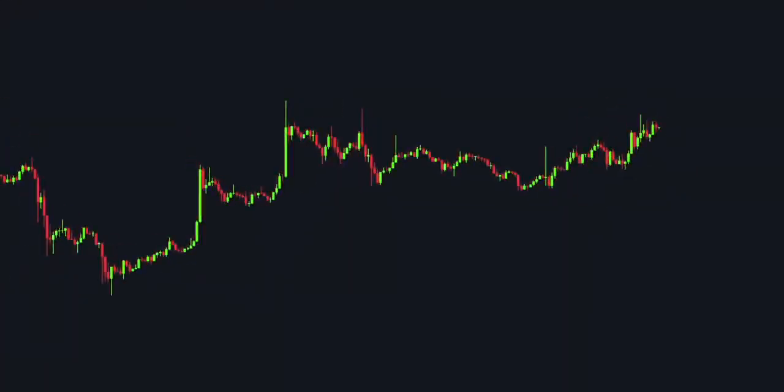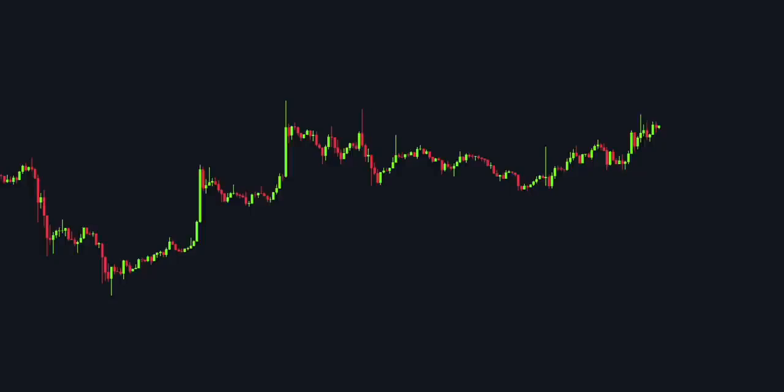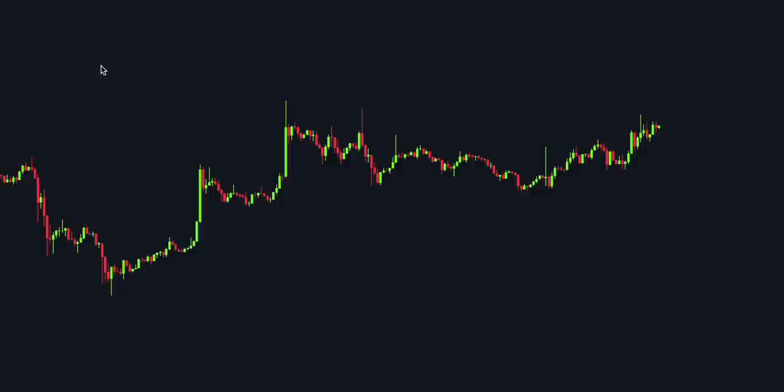Before I show you how to find the indicator, it is worth mentioning that this tool works great for day trading on shorter time frames like 5, 15, and 30 minutes. It can be used for trading cryptocurrencies, forex, and stocks. Currently, I'm on Ethereum price chart on the 15-minute time frame.